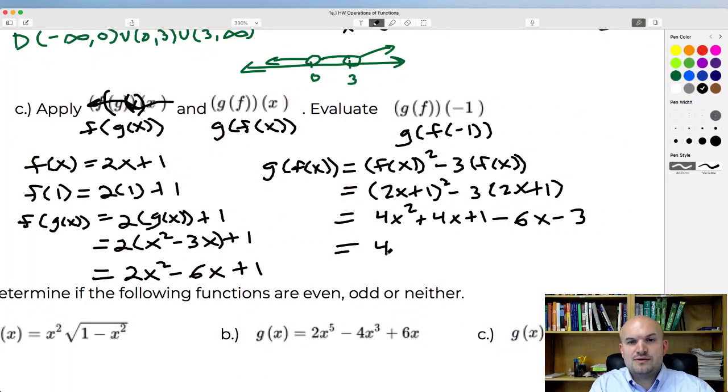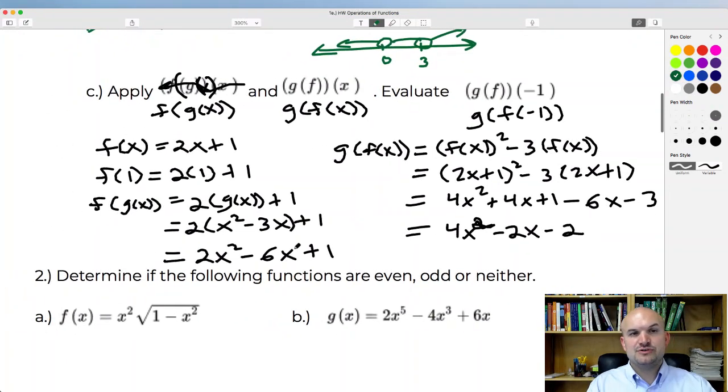So we have 4x squared, and then we have 4x minus 6x, which is a negative 2x, and then 1 minus 3, which is a negative 2. Okay, that's a really bad 2, but there you go, maybe. All right, and I forgot to kind of mention the domain.